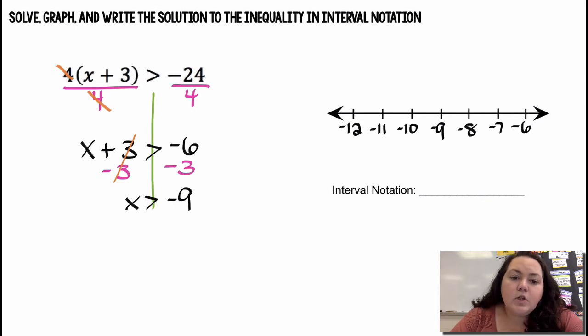Because my symbol was just a greater than, without the equal to part, I'm going to put an open circle at negative 9. And it says x is greater than negative 9, so I'm shading the numbers that are bigger than negative 9.